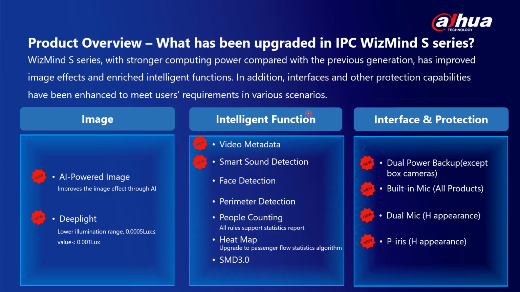Again, heat map. This has been upgraded to a passenger flow statistics algorithm, just to get to know the number of individuals within certain parameters. Then this supports the smart motion detection 3.0 with an accuracy rate of 98%. On the interfaces and the protection ability, the camera comes with some new features.